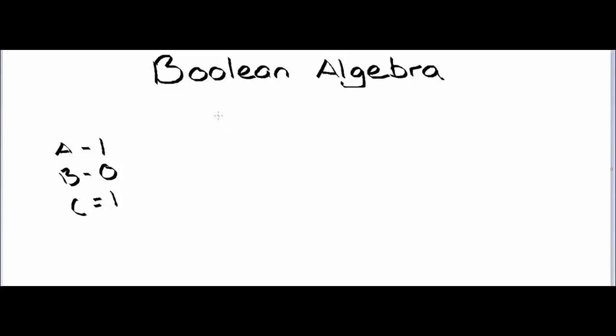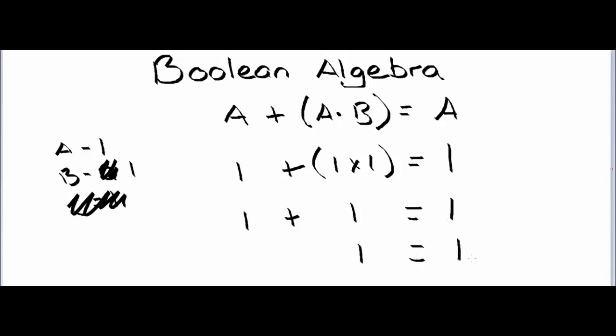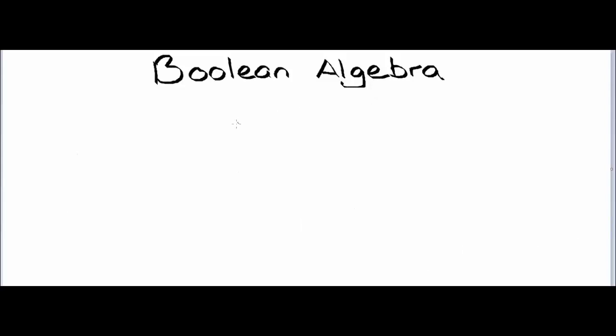Okay, even more then, we have A plus A multiplied by B always equals A. So if we say that A is 1, and this time we'll have B as 1 just to mix things up a little bit, then what we have is 1 plus 1 times 1 equaling 1. So if we simplify that down, 1 times 1 is 1. So we can then say 1 plus 1 is always going to be 1, and we know that something plus something is something, so that would equal 1, so that rule again matches up.